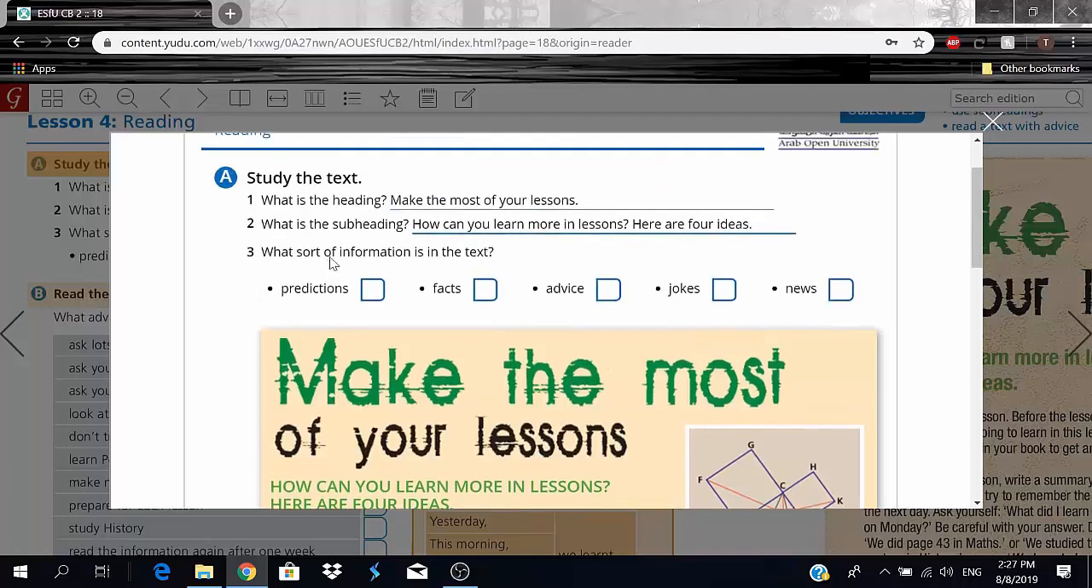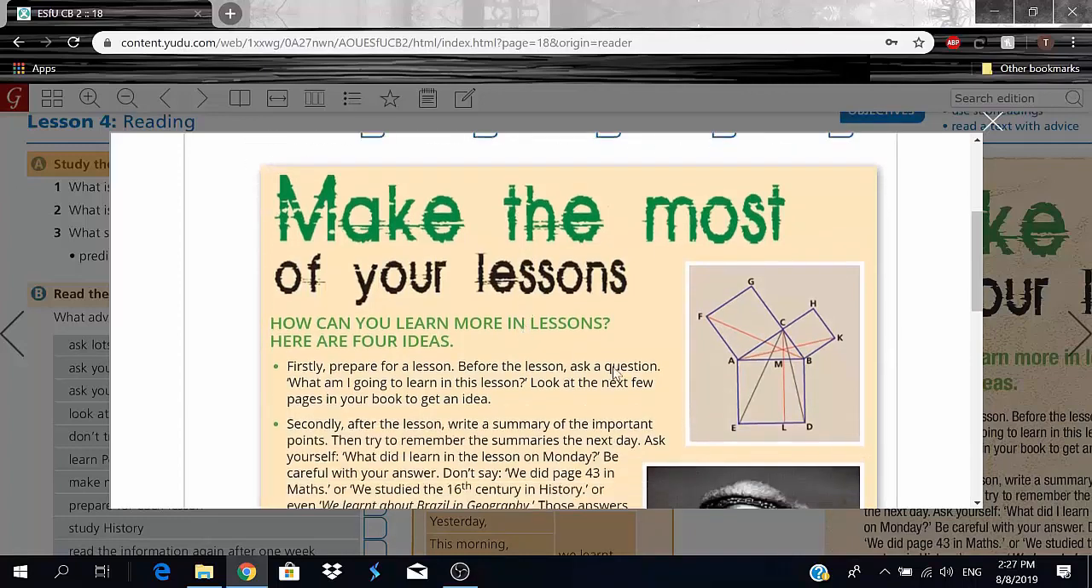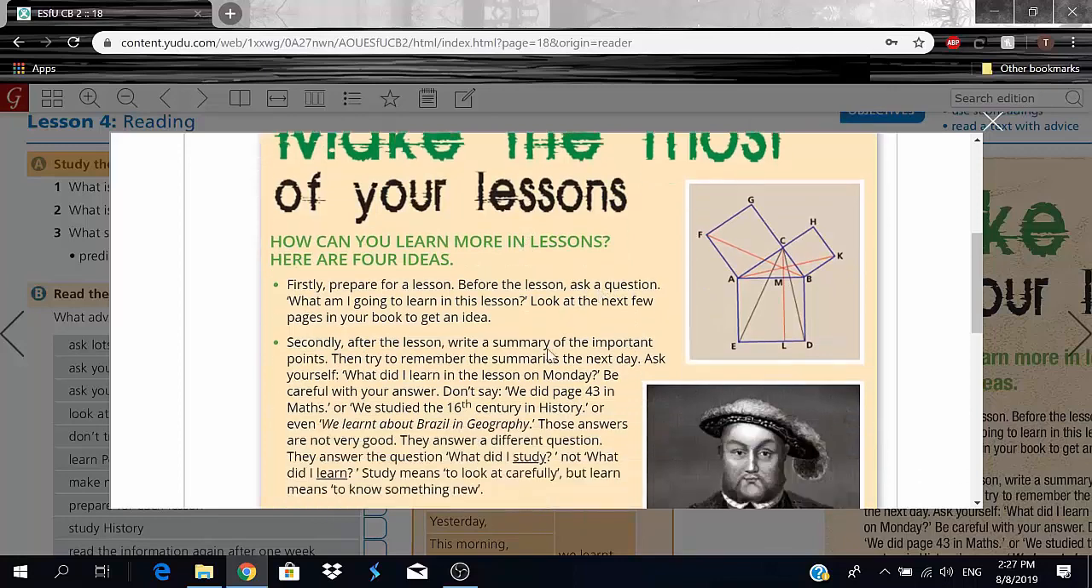Okay, you guys? So, what is the heading? Make the most of your lessons. What is the subheading? How can you learn more in lessons? Here are 4 ideas. What sort of information is in the text? Predictions, facts, advice, jokes, news. We're going to have to read this, so grab your popcorn. It's going to be a long one.